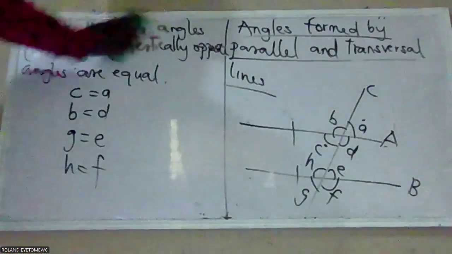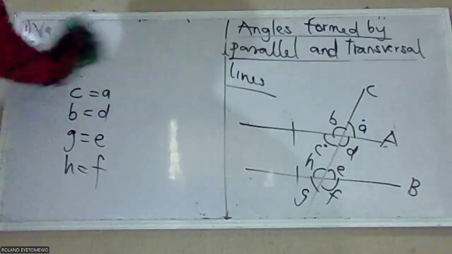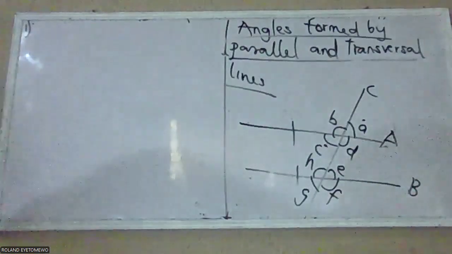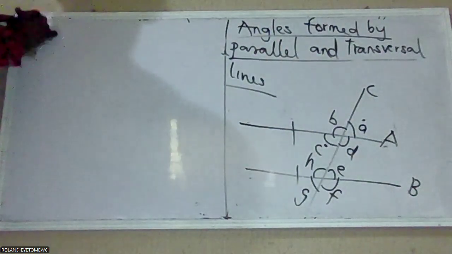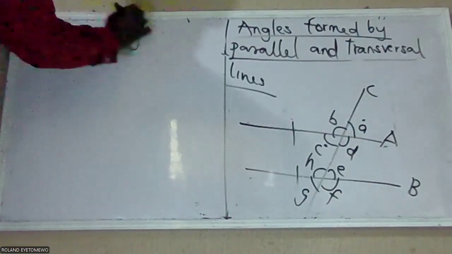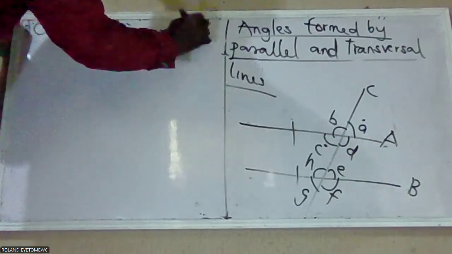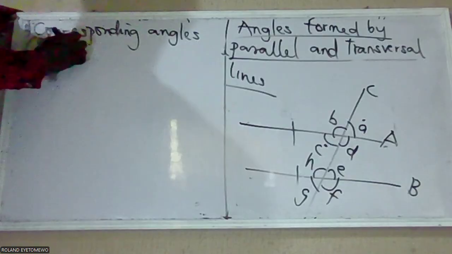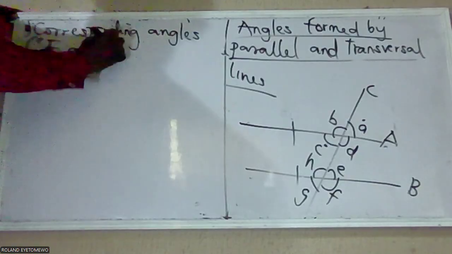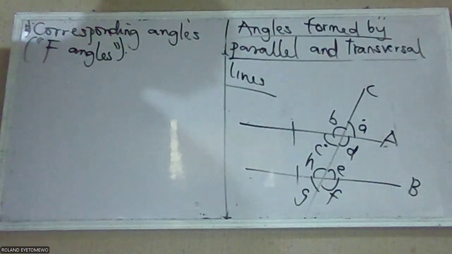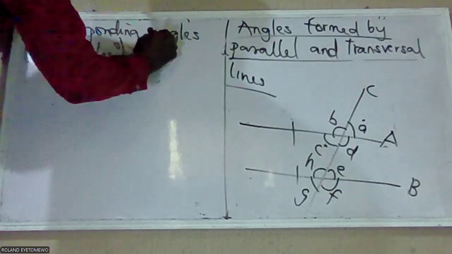Let's look at the second type of angles formed when a transversal line cuts through parallel lines. Second type of angle, corresponding angles. The special name I give to it is F angles. Corresponding angles are also equal.